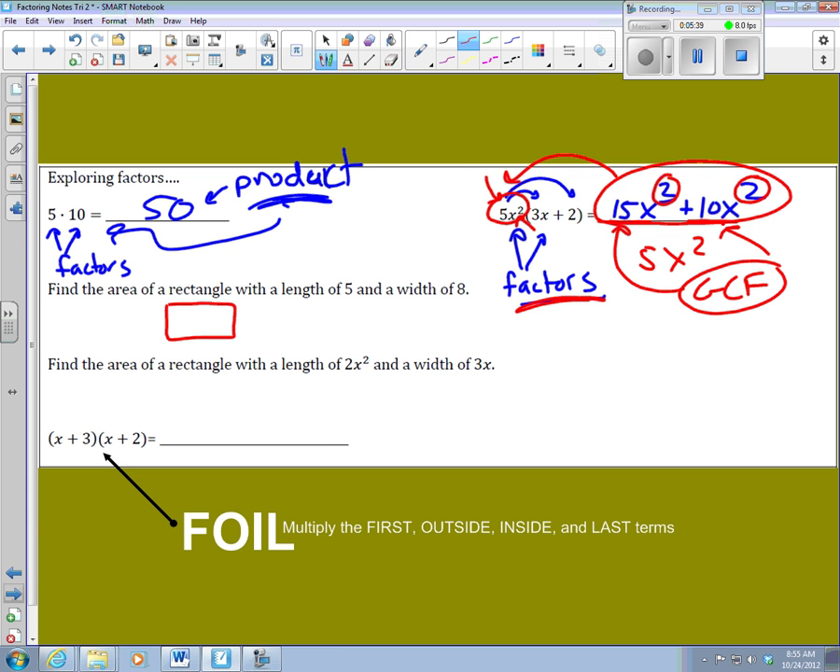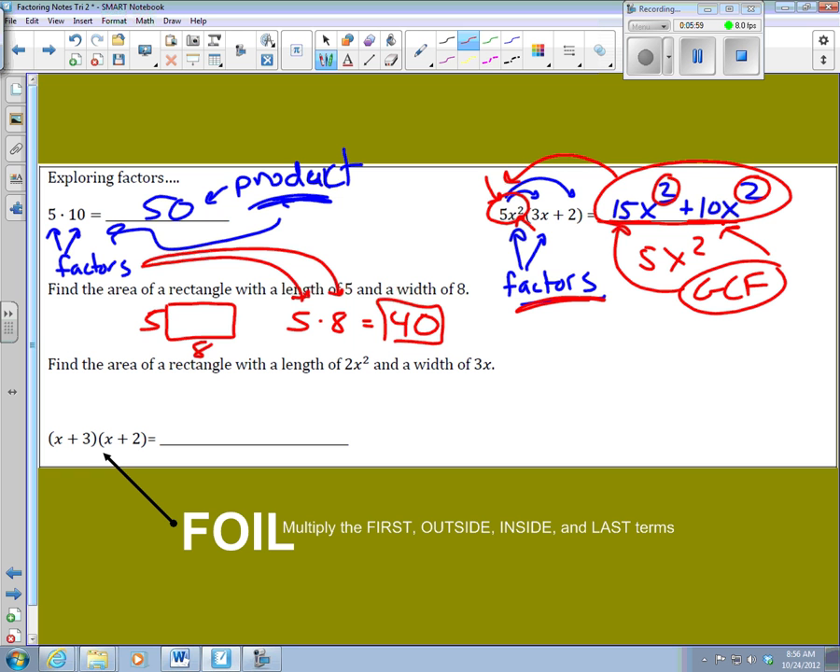There's my rectangle with the length of 5 and the width of 8. Well, there's 8 and there's 5. And how do you find area? Well, 8 times 5, and that's equal to 40. So once again, here's my product, and these are my factors.